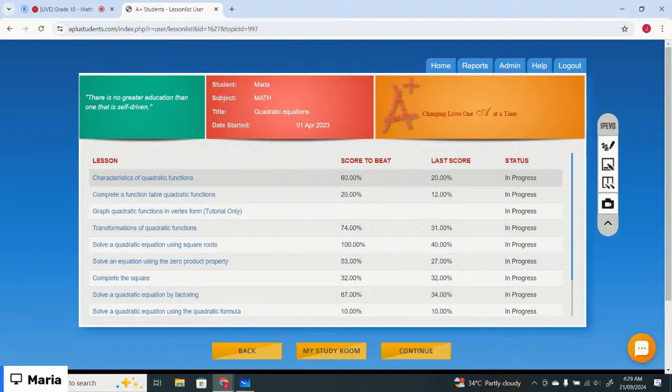The next lesson is transformations of quadratic functions. So let's just move on to the next lesson.